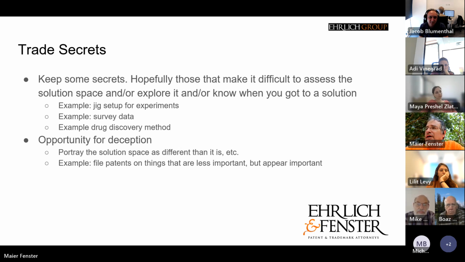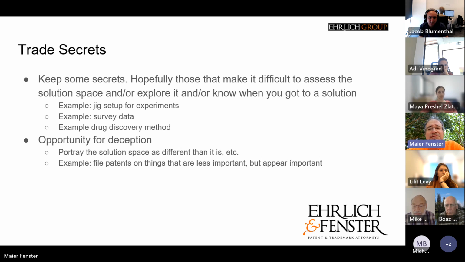And I've said before, there's not enough of this, but opportunity for deception. If you can convince people that the solution space looks different than what it actually looks, you can change the way they do R&D. Your publications, especially patent publications, but also others, can do that.